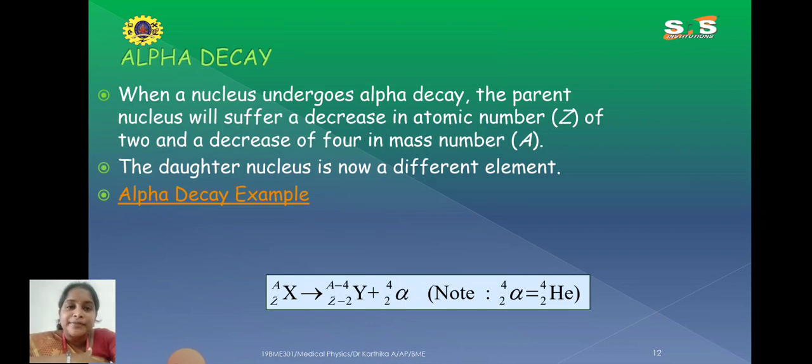And this is an example of alpha decay. When a nucleus undergoes alpha decay, the parent nucleus suffers a decrease in atomic number Z of 2 and a decrease of 4 in mass number A. The daughter nucleus is now a different element. Here in the example we consider the element X. It has the mass number A and the atomic number Z. It emits Y with A minus 4 and Z minus 2, plus alpha, helium 4 2.